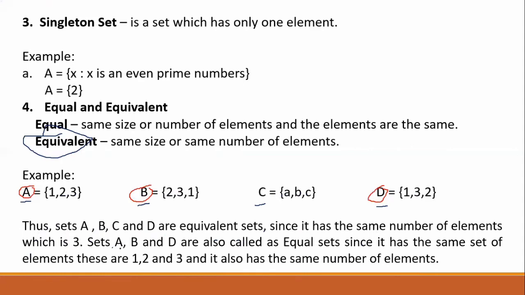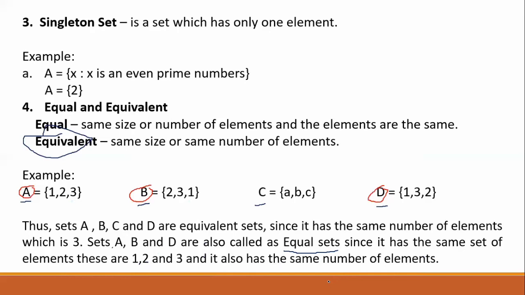Next, sets A, B, and D are also called equal sets, since they have the same elements, which are 1, 2, and 3. As you observe, the elements are just rearranged, and they also have the same number of elements. Is that clear with you, the difference between equal and equivalent sets?